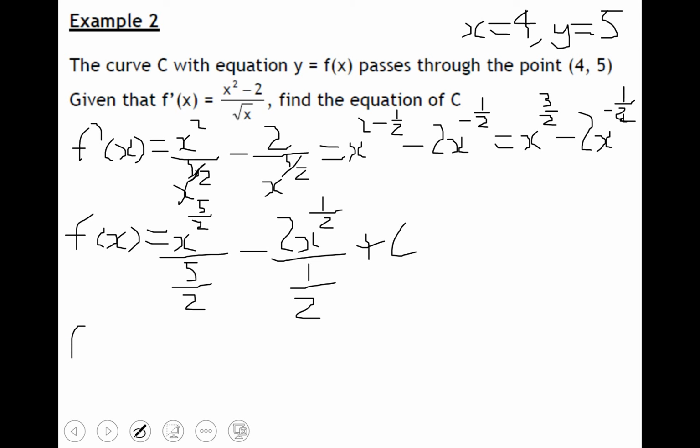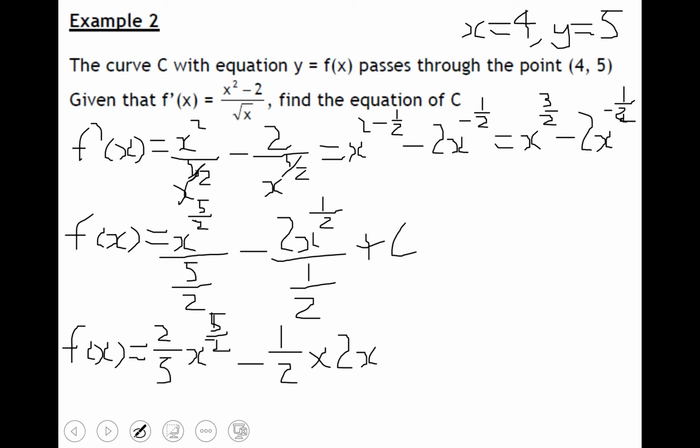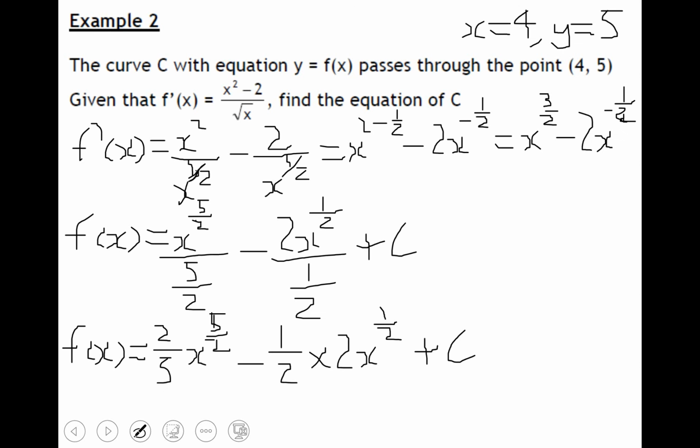Need to simplify. Now to divide by a fraction from GCSE is the same as multiplying by the reciprocal of that fraction or the fraction flipped over. So we've got 2/5 x to the 5 over 2 minus a half times 2 x to the half plus c. And now the only simplification we can make there is a half times 2 is 1, so they nicely cancel. So we have that f of x equals 2/5 x to the 5 over 2 minus x to the half plus c.